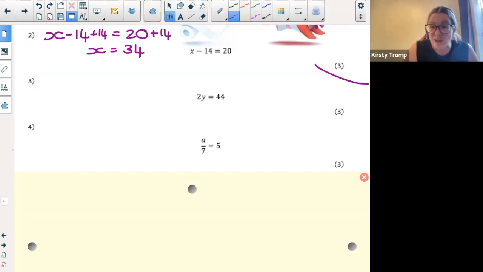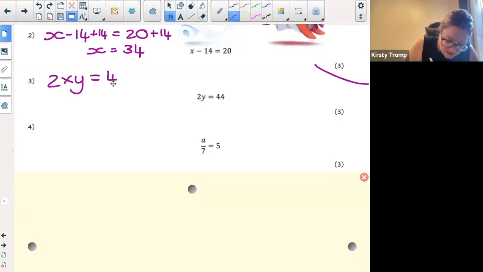Okay, guys, to help you out here, if it says 2y, maths people are just lazy. So all that means is 2 times y equals 44. We're just a bit lazy sometimes, maths people. That's all.